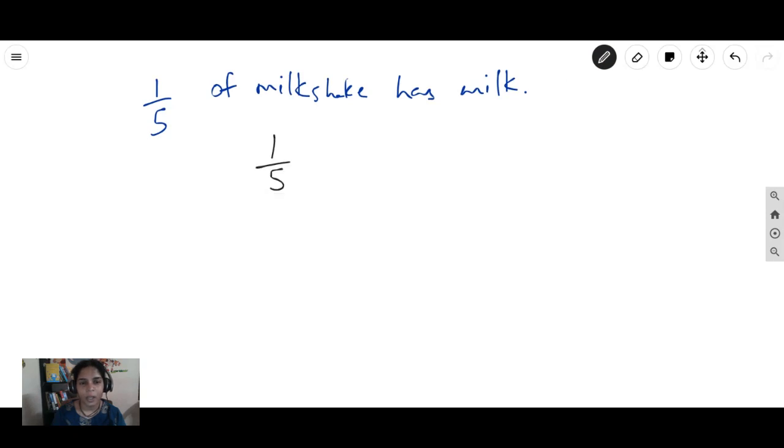Take the same fraction. Now you have to convert this into a fraction which will give you 100. Of course, I can find out what will give me 100 and then do it. That is one way of doing it. Is there another way of doing it?